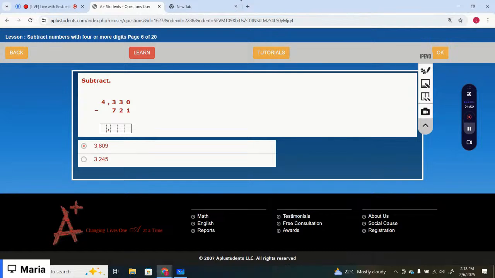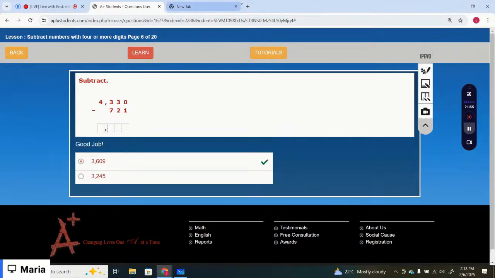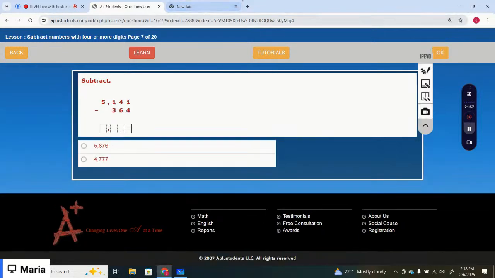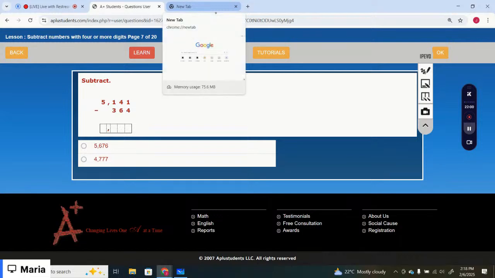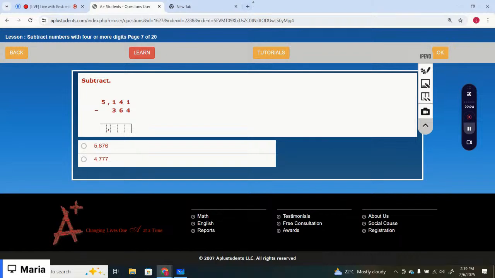That is 3609. Option number one is the correct option. Option two, for which question it is. That is 5141 minus 364. So, which is the correct option?